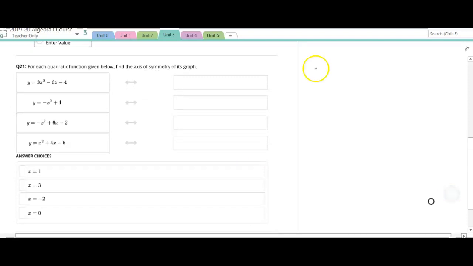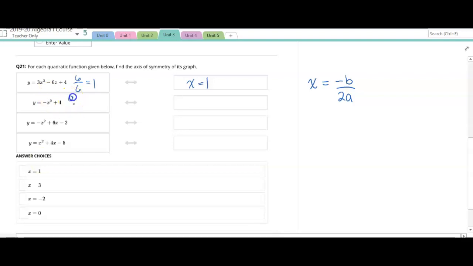Alright, the axis of symmetry for each of these. Remember, the axis of symmetry can be found algebraically because it's going to be x equals negative b over 2a. If I take negative 6, that's positive 6, over 2 times 3, 6 over 6 is just 1. X equals 1. I could also type each one of these equations in Desmos and just look at the graph and see where the axis of symmetry is.